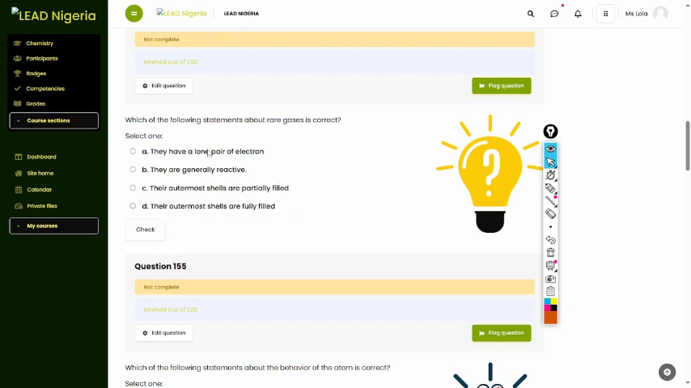So that means A is wrong. They don't have a lone pair of electron. They actually have 4 lone pairs of electron that makes 8 electrons. So the correct answer would be D. They have the outermost shell are fully filled.